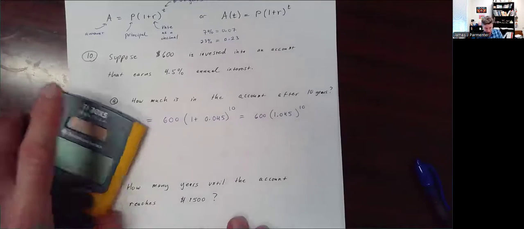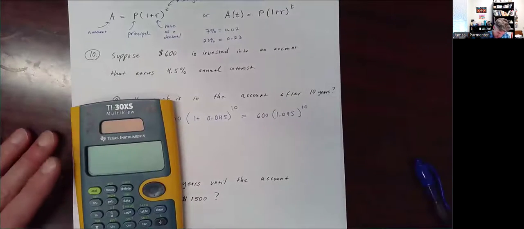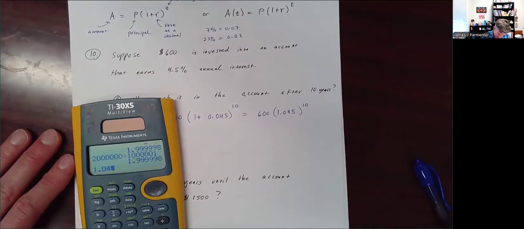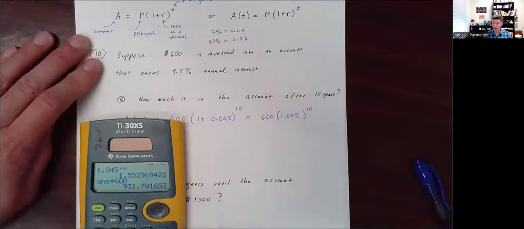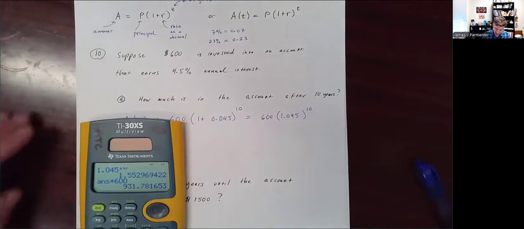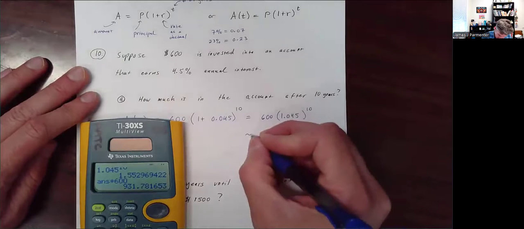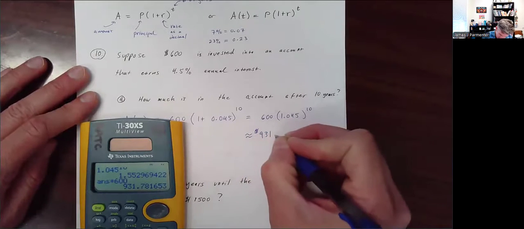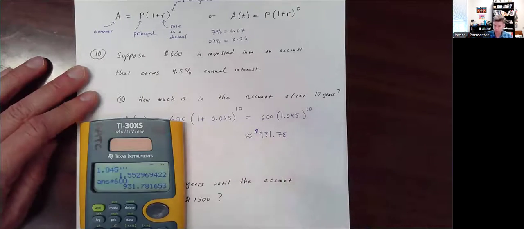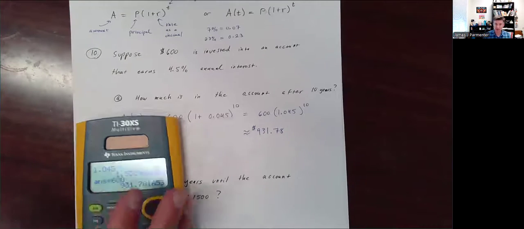Here's the way I would do it. I would start by writing 1.045 raised to the power of 10. And then I would multiply that by 600. And then if I wanted 2 decimal places, because usually we do 2 decimal places, we're talking about money, so you can get the right amount of cents, I would round this to approximately $931.78. Cool.